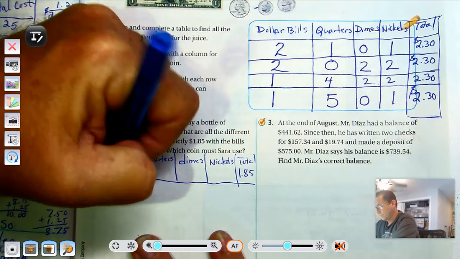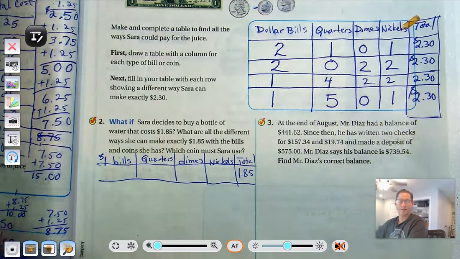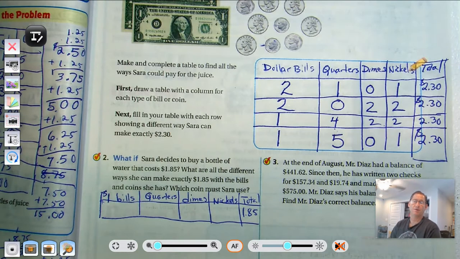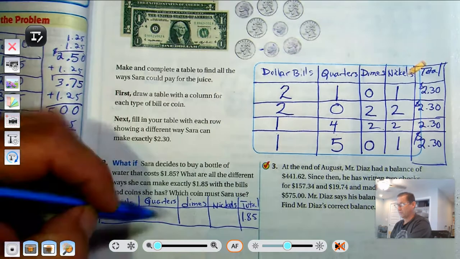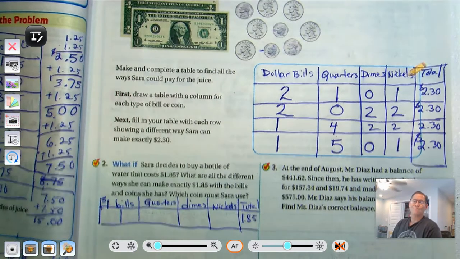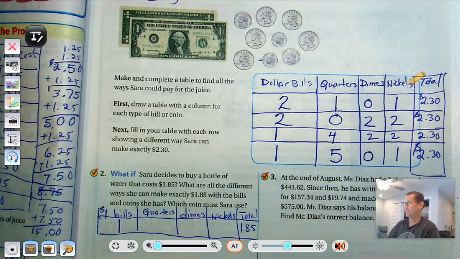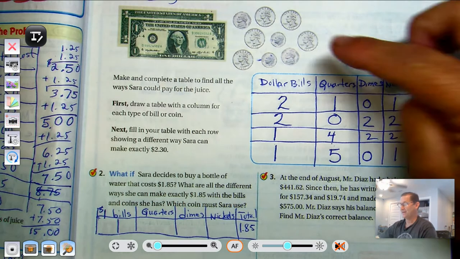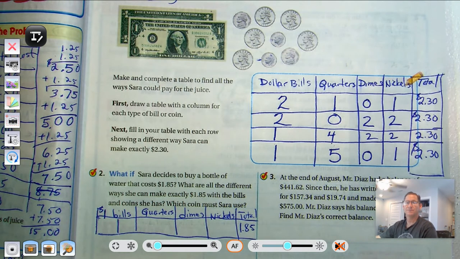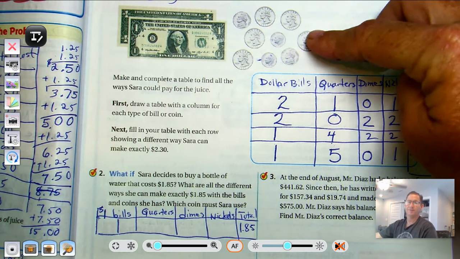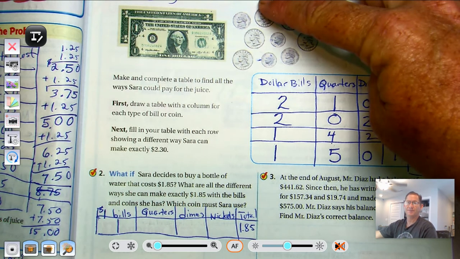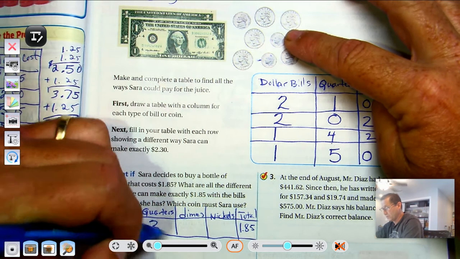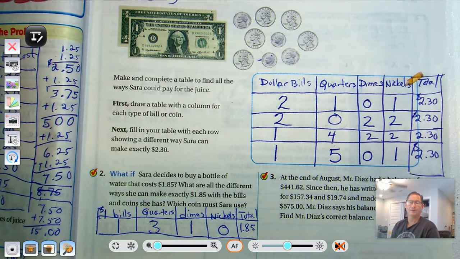So, what are some ways of making $1.85? Or is there even a way? Can she make $1.85? Well, we can definitely use one of the dollars, right? Now, 85 cents. Well, there's not enough dimes to make 80 cents by itself. There's not enough nickels to make 80 cents by itself. So 25, 50, 75, and 10 more would be 85. So I could use 3 quarters and 1 dime. That would be $1.85.